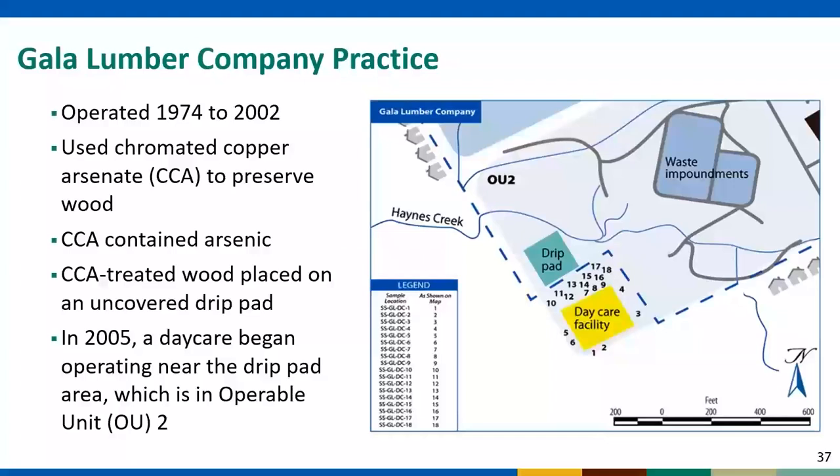They placed the treated wood on uncovered drip pads, and as the wood dried, the CCA contaminated drippings went directly onto the ground. Then, in 2005, Sunshine Play Care Center opened and began operating right next to the former drip pad area. In December of 2015, EPA collected surface soil to determine if any CCA components were present around the daycare. As shown in the figure, they collected 18 soil samples.